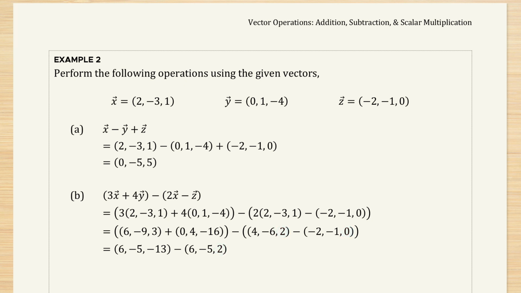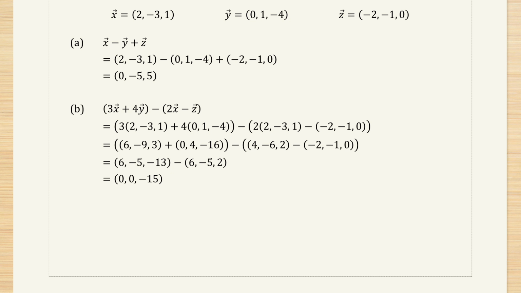And then subtract these two results together. 6 minus 6 is 0. -5 minus -5 is 0. -13 minus 2, -15.